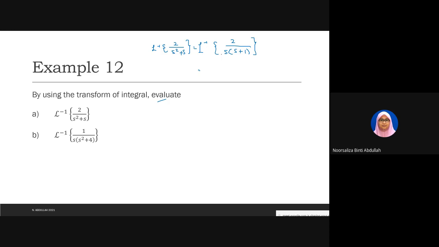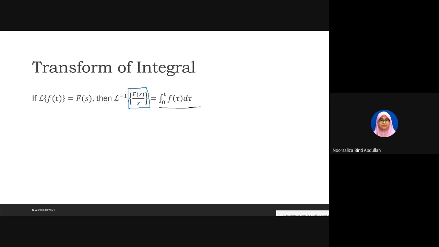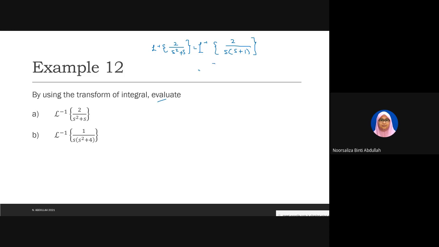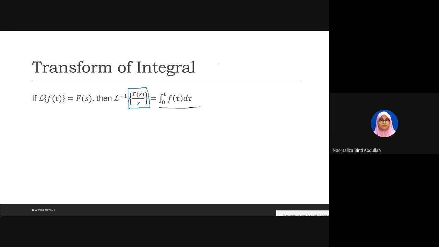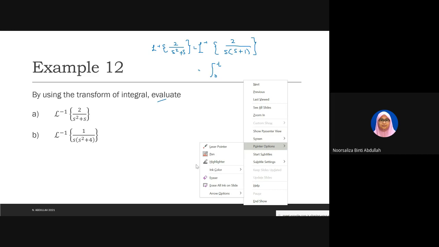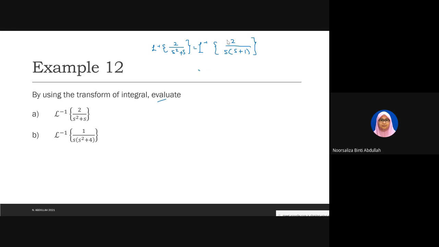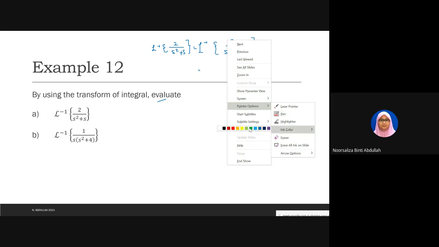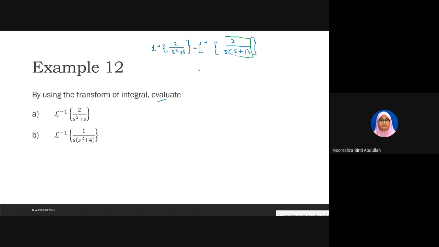So, we can use this integration. You integrate from 0 to t. Wait, integrate f, okay? So this one, we can't do it yet. You find the inverse of 2 over S plus 1.